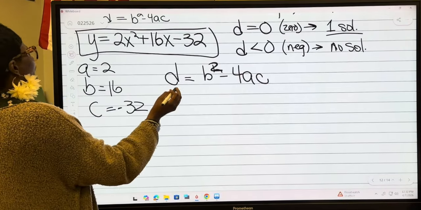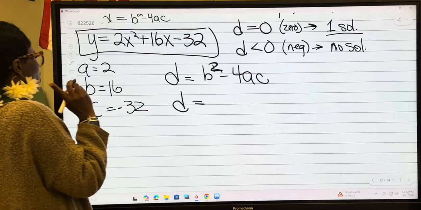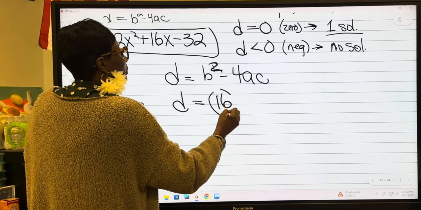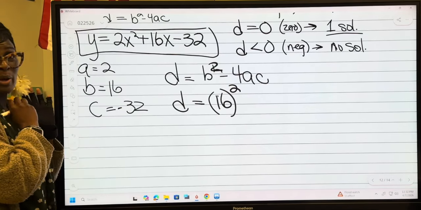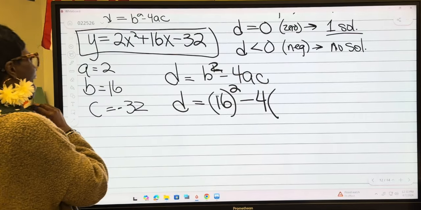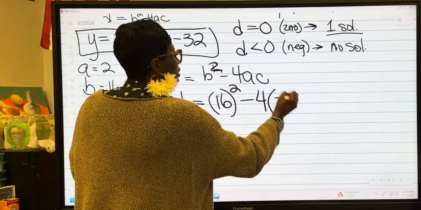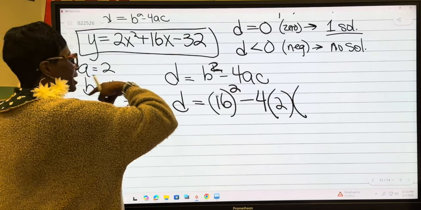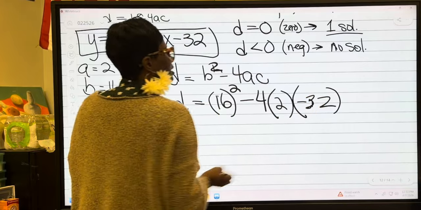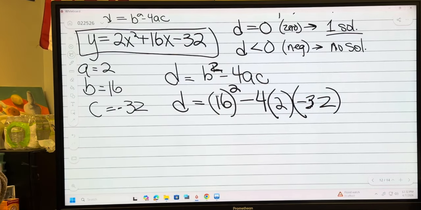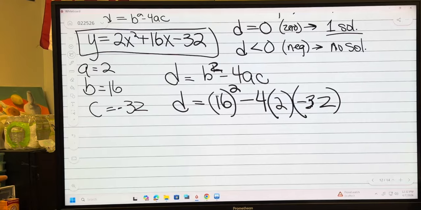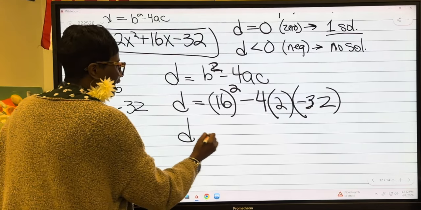All right, so we got what? D equals. What's my B? 16. I'm plugging it into a parenthesis. Remember? Squared. Y'all with me? Yes. Minus 4 times. What's my A? 2 times C. What's my C? Negative 32. Negative 32. Don't skip steps. Don't look for shortcuts. I'd rather you take the regular way and get the answer right than to skip something and get it wrong. So D equals.